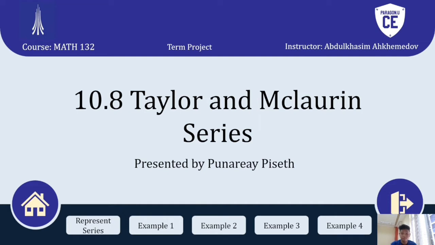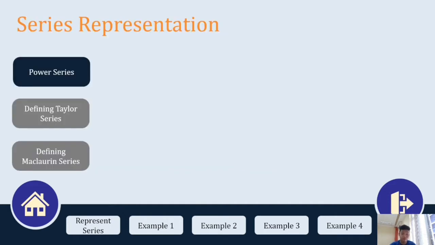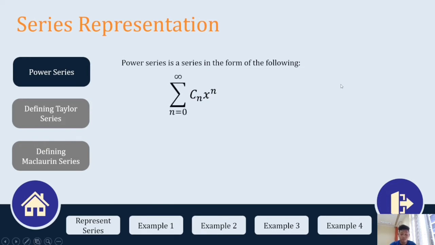So let's get started. As we have already learned in the previous subchapter, 10.7, we learned about the power series. The power series is a series in the form of the sum of c sub n times x to the power of n. We mentioned that the sum of the power series can be represented by a function, which involves each power of x all the way to infinity. And this is the expanded form of the summation of the power series.